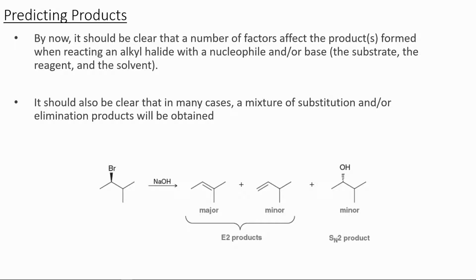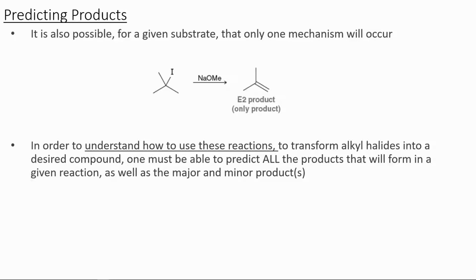We're going to take all of these different variables and factors and weigh them in to try to figure out what type of reaction is going to occur when we're given a substrate and conditions. In many cases, we'll obtain a mixture of products which include both the elimination and the substitution. For some substrates and reaction conditions, we'll only have one mechanism that occurs. And in order for us to understand these reactions and utilize them to transform alkyl halides into desired compounds, we need to be able to predict all of the potential products that will form in a given reaction, as well as identify which will be the major or minor products.